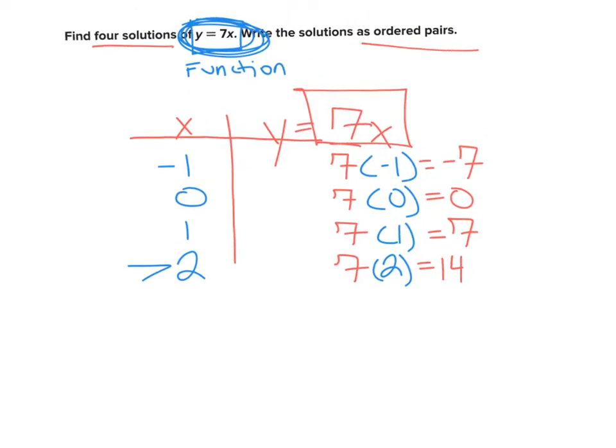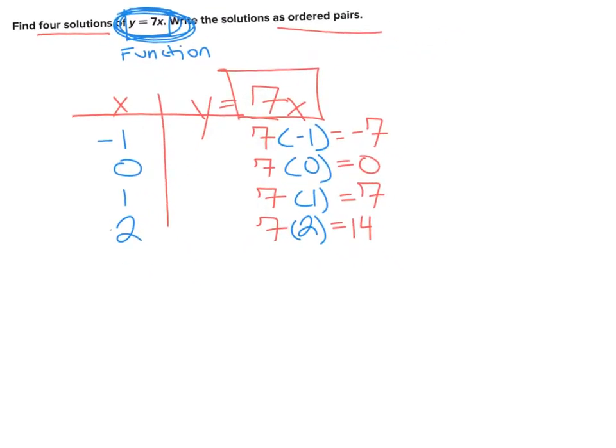Now we're going to write out our ordered pairs, and an ordered pair is a coordinate that has an x and a y. Whenever we write ordered pairs, we always put them in parentheses. So our first ordered pair, when x is -1, my y value is -7, so I'll write that as the ordered pair (-1, -7). And I could graph that if I wanted. When x is 0, y is 0, so my next ordered pair is (0, 0).